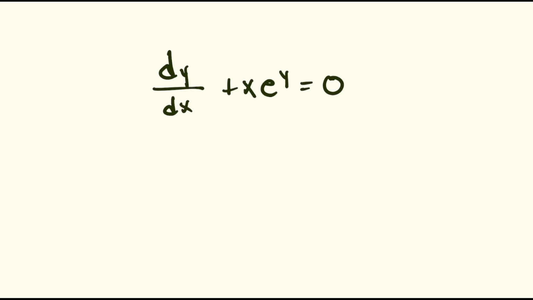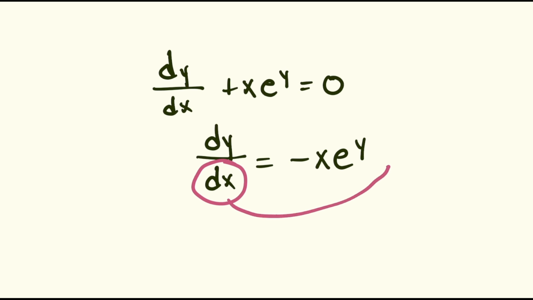Next up, what we want to do is separate our x's and our y's. So let's start off by moving half of our information over to the other side of our equation. So we're going to subtract x times e to the y. And now we're going to do two things here. We want to move our dx over to the right-hand side. I'll do this in two separate steps here. So we get dy is equal to negative x e to the y dx.